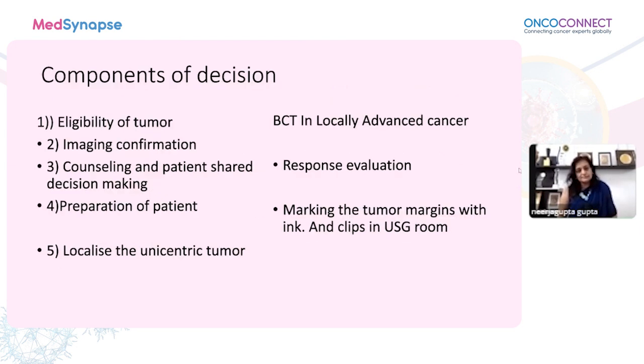What are the components of the decision? One is eligibility of the tumor. If the tumor is small and excisable, you can definitely offer it with oncoplastic surgery. You can go ahead with upfront surgery if the tumor is a small hormone positive tumor and clinically node negative. So you can go ahead with a conservation, that's not an issue after staging. And if the imaging also confirms the same, the counseling and the patient's decision making is an important judgment.